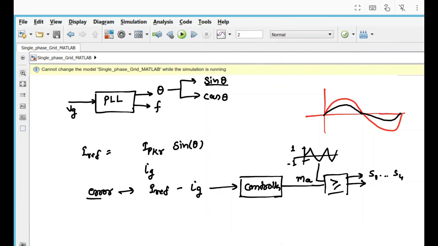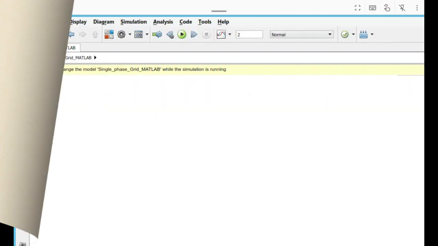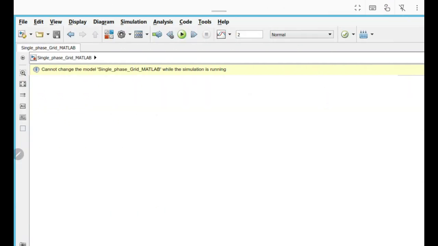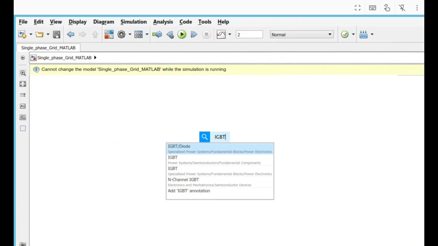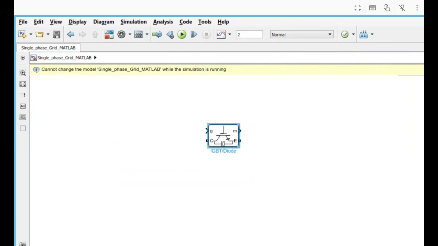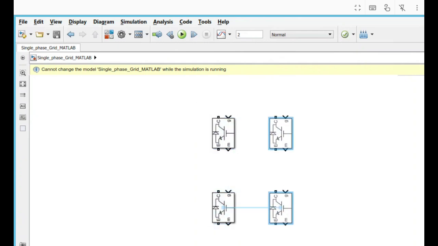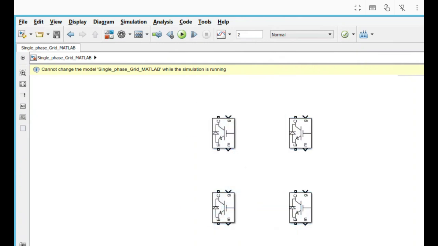So now we will make a Simulink model for the same. Our inverter will feed the power from the DC source to the grid. Okay, so let's get started with the Simulink model. First, double click on the screen and type IGBT and diode with the keyboard; the first option that comes up is IGBT and diode. So we are using the IGBT with anti-parallel diode, and we are making copies of this one.